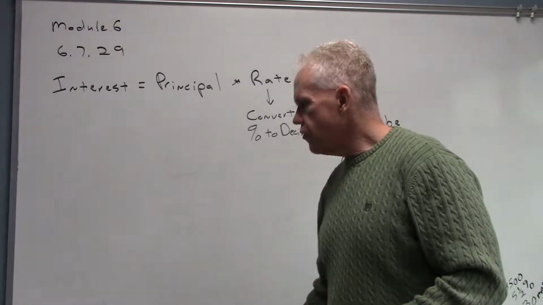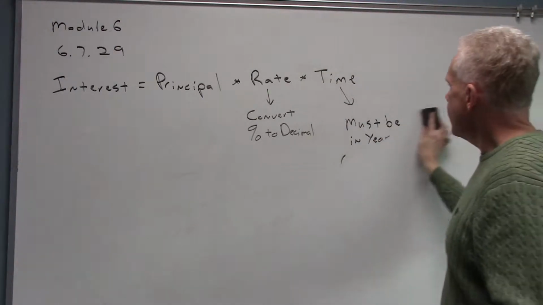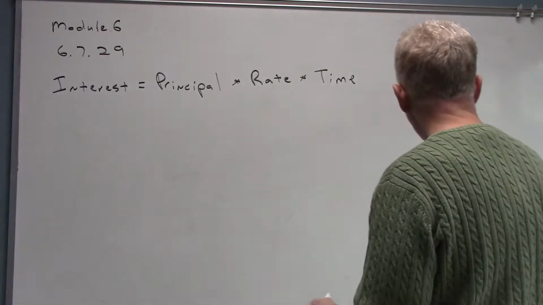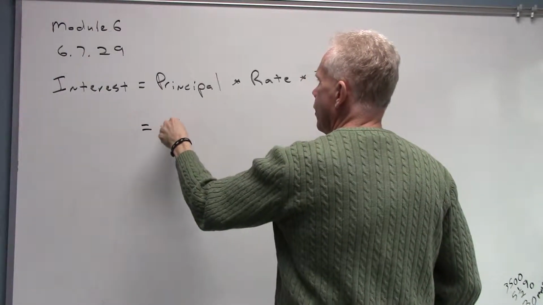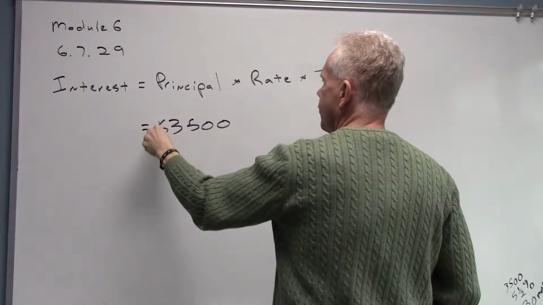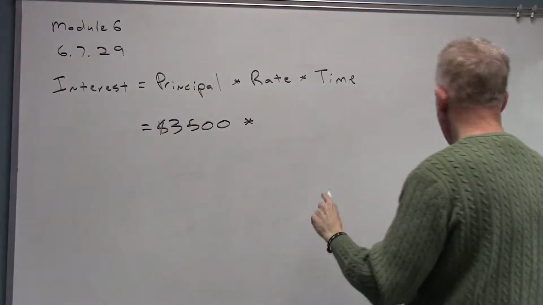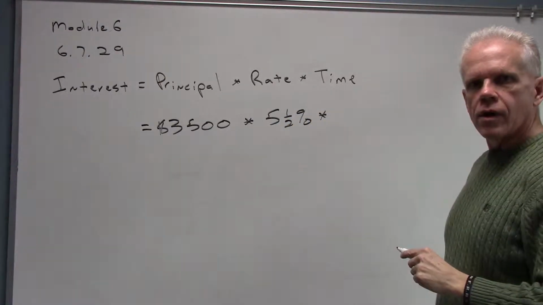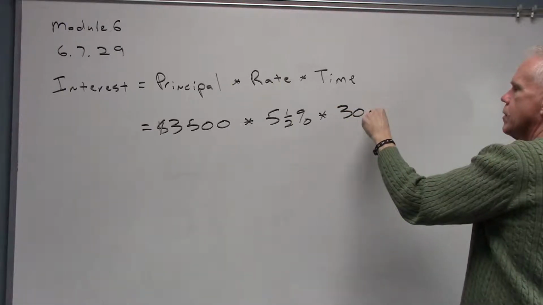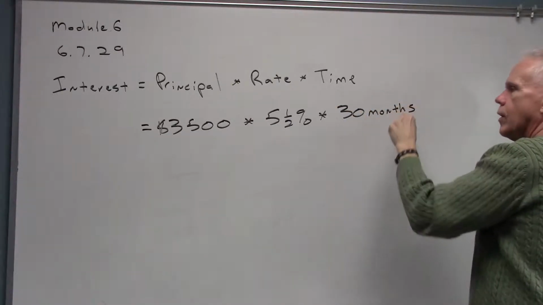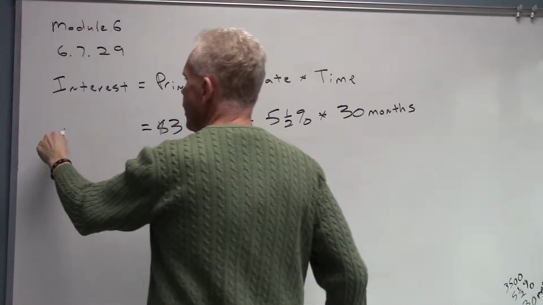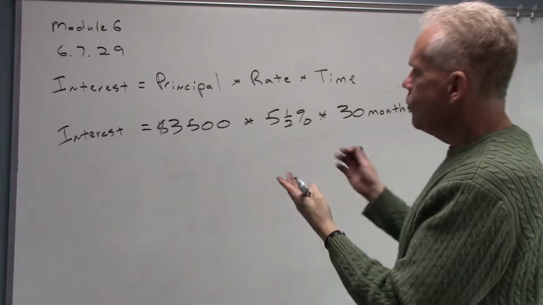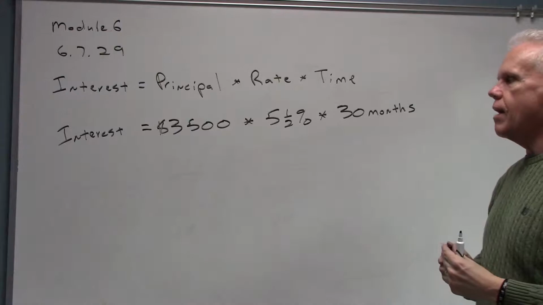Okay, all that's good. I know you want to see an example now, though, so let's take a quick look at an example, and you can see how this all works. Suppose we borrow $3,500, and our interest rate is 5.5%. And we are going to keep the money for 30 months. So if that's the case, how much interest will we have to pay to use $3,500 for 30 months at 5.5%?